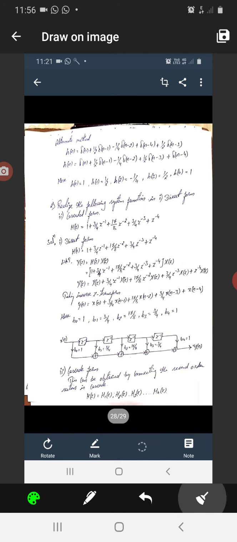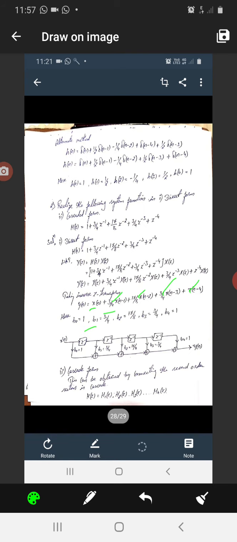Then take the inverse z transform. If I take the inverse z transform, I will get x of n plus 3 by 4 x of n minus 1, 17 by 8 x of n minus 2, 3 by 4 x of n minus 3, then x of n minus 4. The coefficient values, meaning the constants we have here, are 1, 3 by 4, 17 by 8, 3 by 4, and 1. B0 is taken as the first coefficient 1, B1 as 3 by 4, B2 as 17 by 8, B3 as 3 by 4 and B4 as 1.